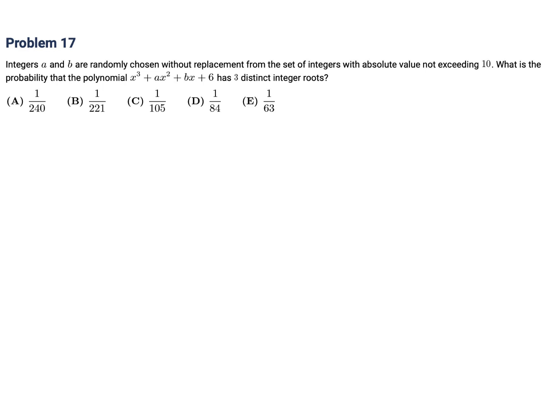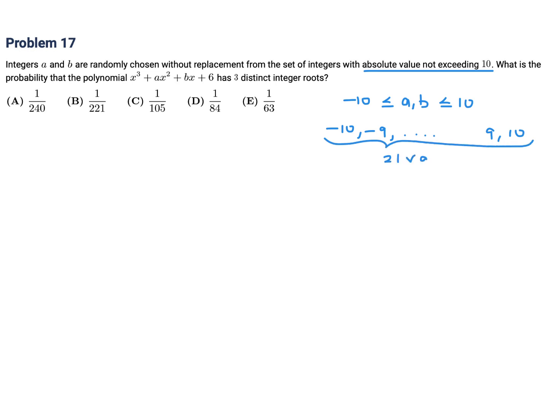So not exceeding 10. Basically what that means is that both of these guys are between 10 and minus 10. Right? So they could be anything from minus 10, minus 9, all the way till 9 and 10. So I believe that is 10, 10, and 1, 21 values that each of those could have. 21 integer values, because they're integers, right? Yeah, it says at the very beginning they're integers. All right, so that is the first part. And we want, what is the probability, blah, blah, blah. Okay.